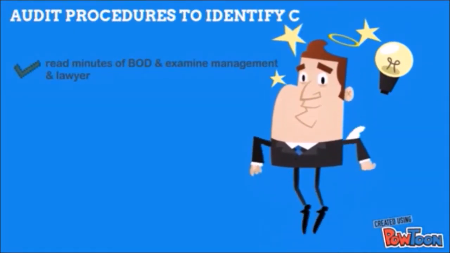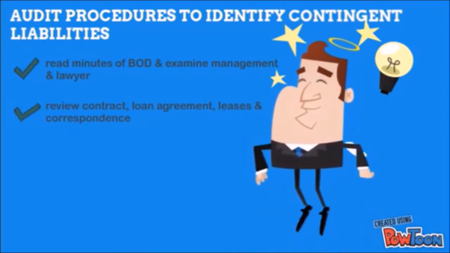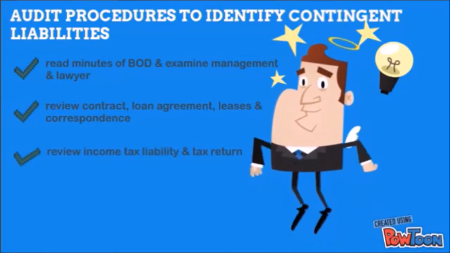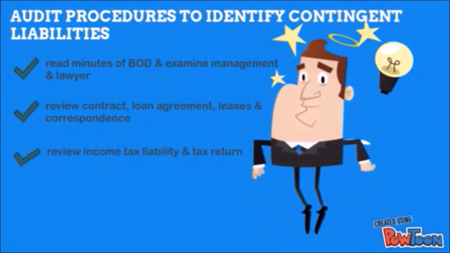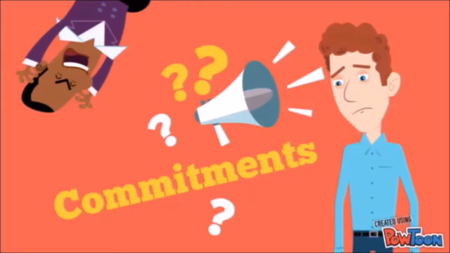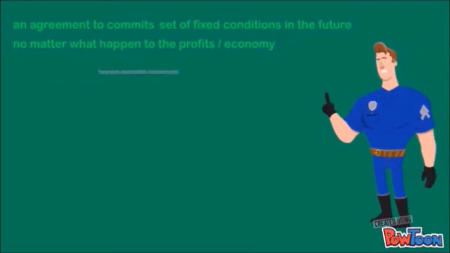Read the minutes of the board of directors and examine the management and lawyer. Review contracts, loan agreements, leases and correspondence. Review income tax liability and tax returns. Inspect other documents for possible guarantees. Next, commitments. It is an agreement to commit the entity to a set of fixed conditions in the future.